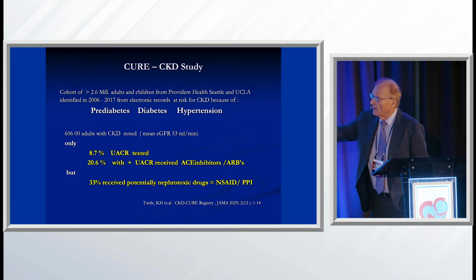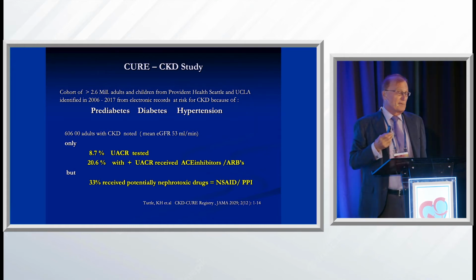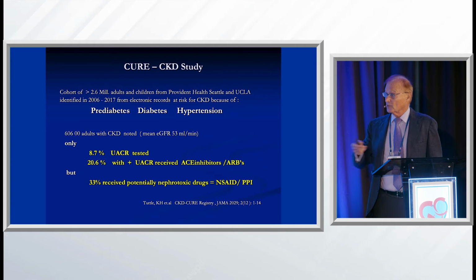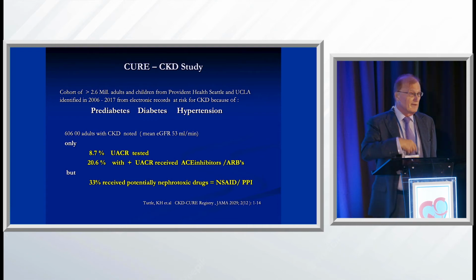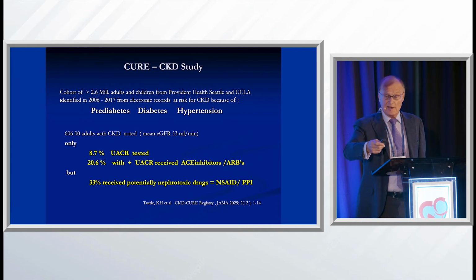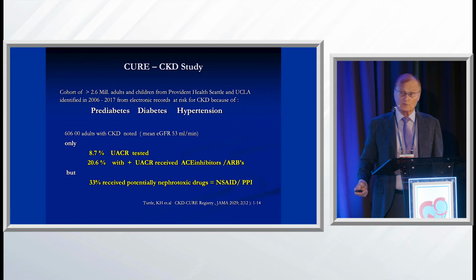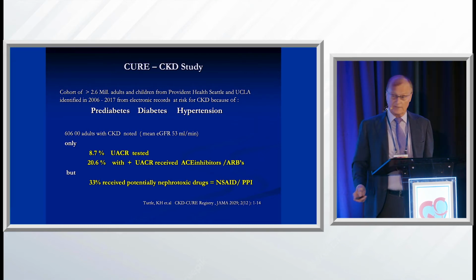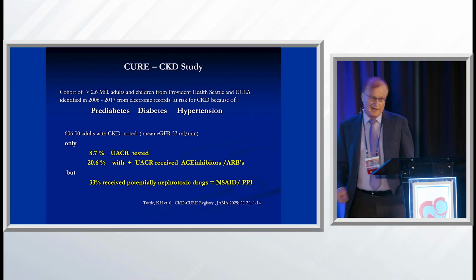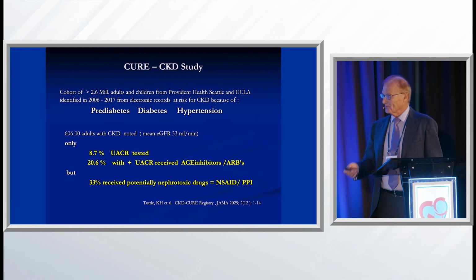But look at this. The people with albuminuria who didn't receive an ACE inhibitor or ARB sure did get an NSAID or a proton pump inhibitor, 33% of them. So we're giving them freely potentially nephrotoxic drugs, but we're not giving them the drugs they need. And this study is from 2020, not 2029. So it's 2 years old. It's a typo.